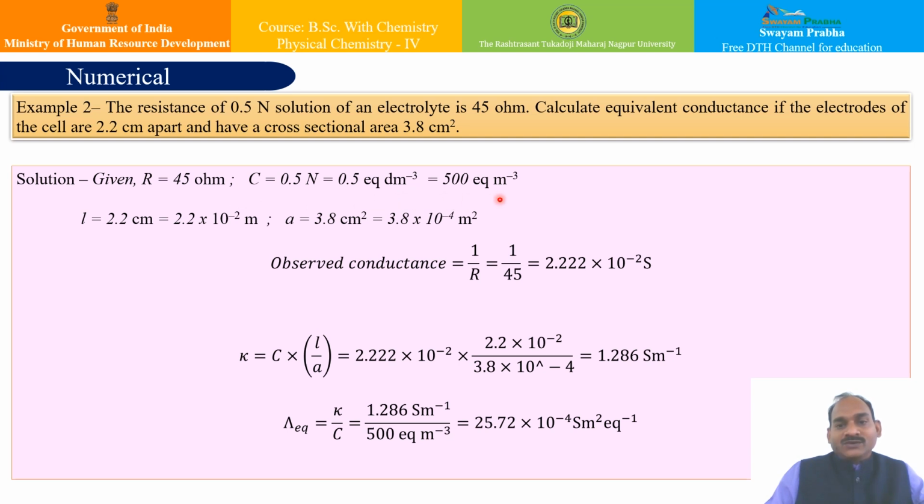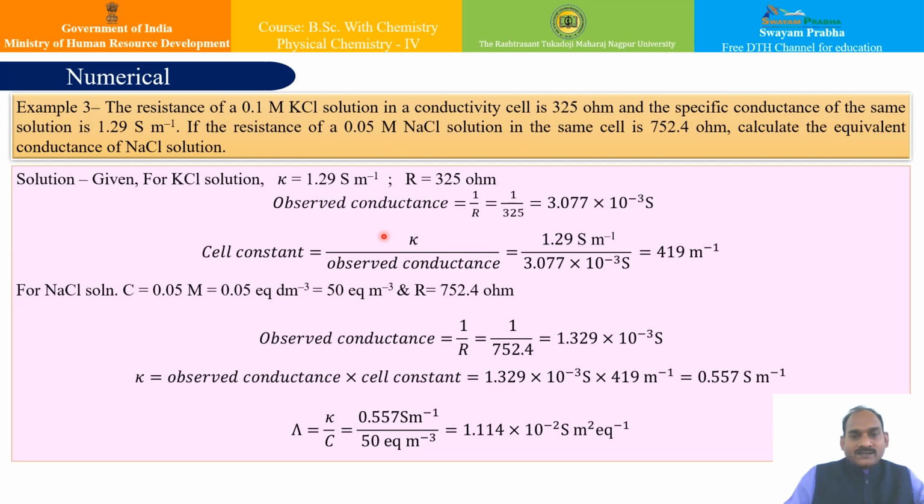I can convert it into equivalent per meter cube. Length is given, area of cross section is given. So the observed conductance is nothing but 1 upon R, and this kappa is equal to observed conductance into cell constant. So if I substitute this value over here, I get the value of specific conductance, and from specific conductance I can calculate the equivalent conductance using this formula. So I get this value of equivalent conductance of 25.72 into 10 to the power minus 4 Siemens meter square per equivalent. Similarly, one more practice numerical can be done.